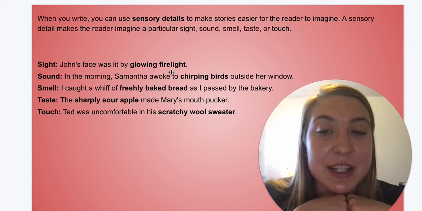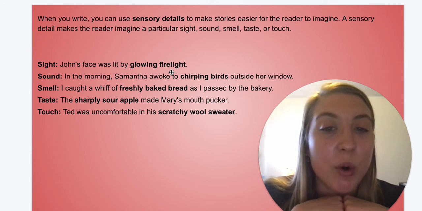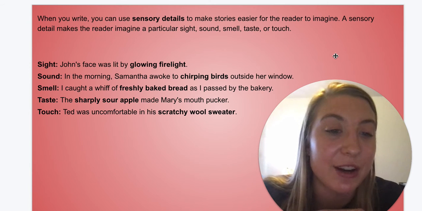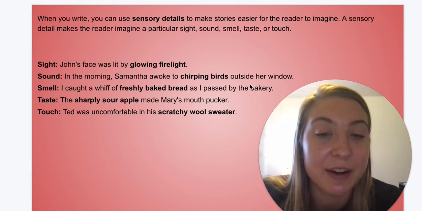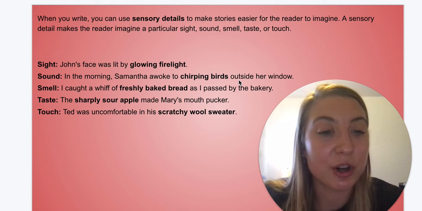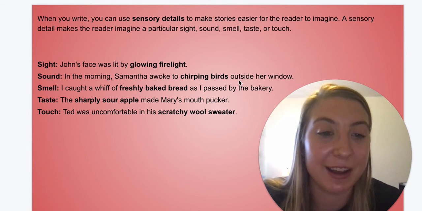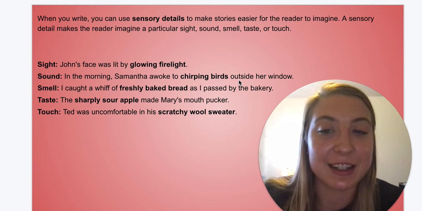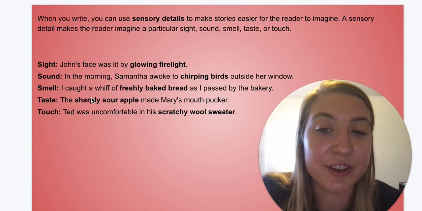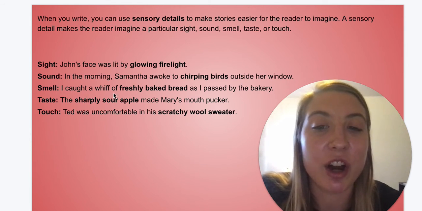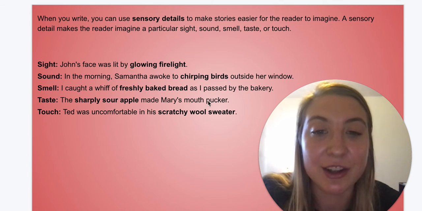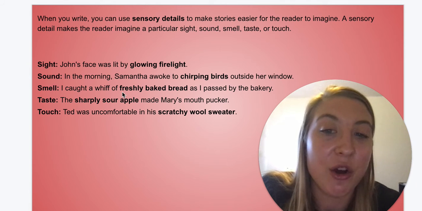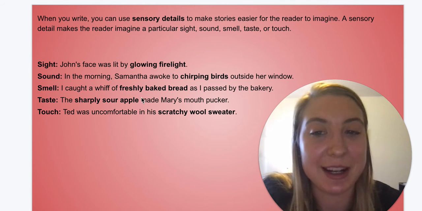For sound, we could say, in the morning, Samantha awoke to chirping birds outside her window. This will help paint a picture in your head. What the birds were doing, they were chirping, so we know what it sounds like. It wasn't just pure silence. For smell, we see, I caught a whiff of freshly baked bread as I passed by the bakery. So you can imagine in your head what it smelled like, freshly baked bread.